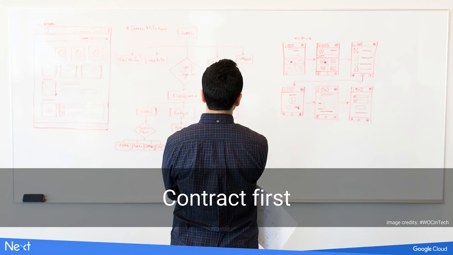Or you could go contract first. By contract first, what I'm saying is rather than writing the code and telling people about it, I'm actually going to agree with people: this is my API, this is how it's going to be used. And from there, I'm going to start writing my code.